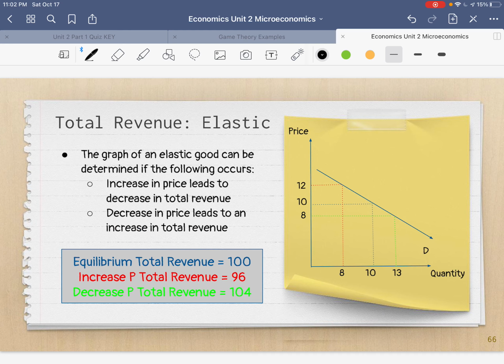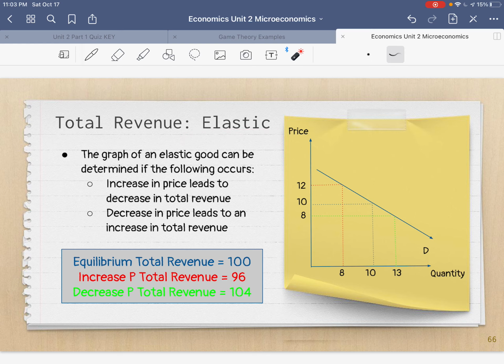So now we can use total revenue to figure out if a graph is elastic or inelastic. Let's start with elastic. I have a base total revenue, equilibrium, okay? It's 10 price, 10 quantity, okay? So my equilibrium total revenue is 100, and I always have to know the equilibrium first. Then I have to know what happens if there's an increase in price or a decrease in price. And these are things that we're going to have to learn and possibly memorize, so keep this in mind.